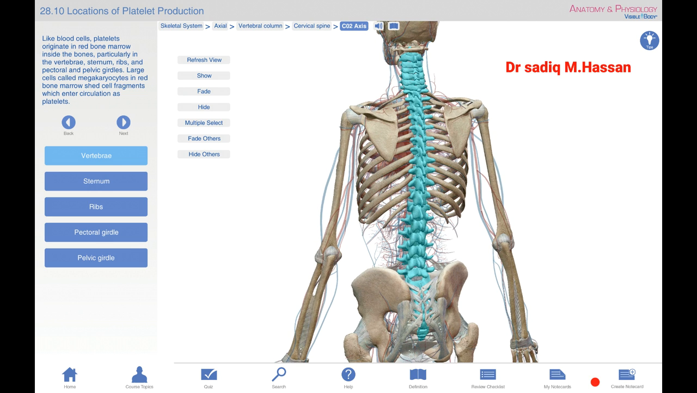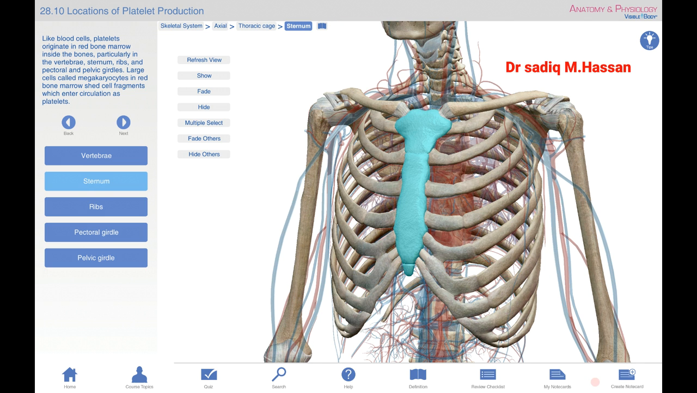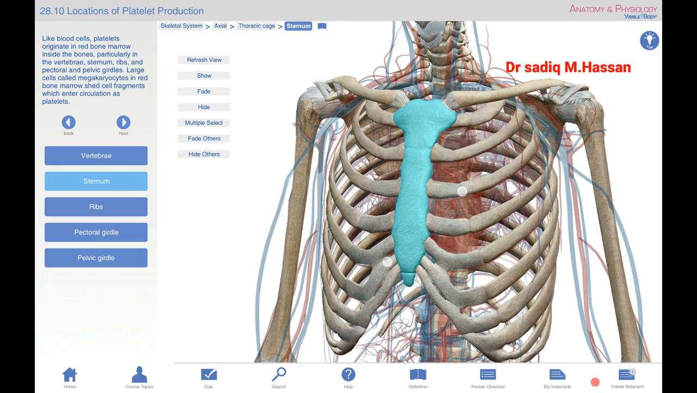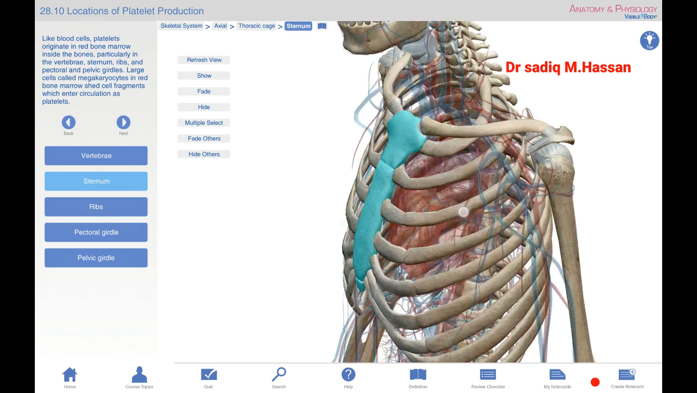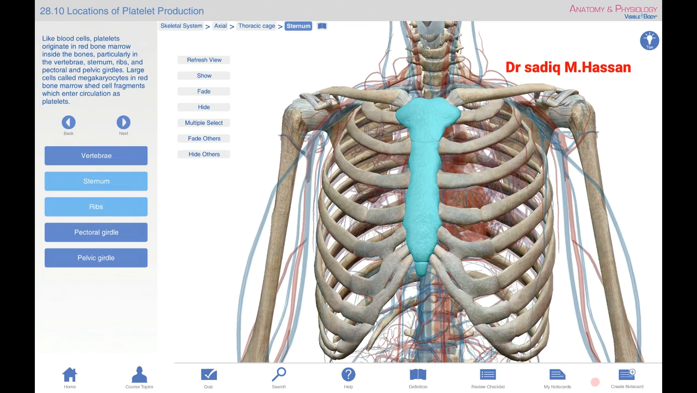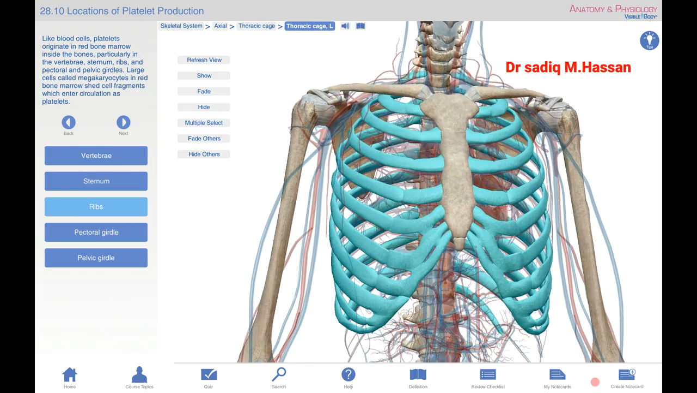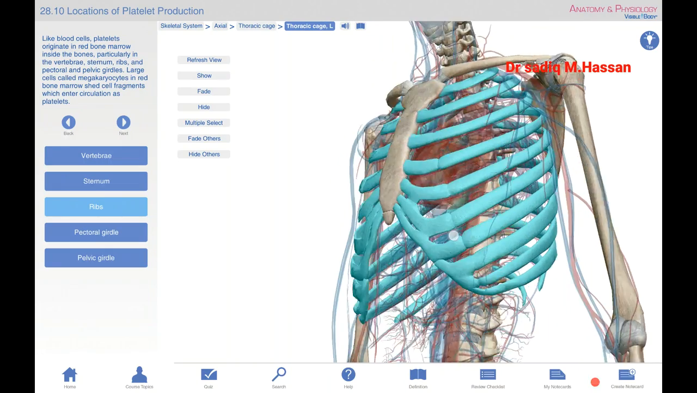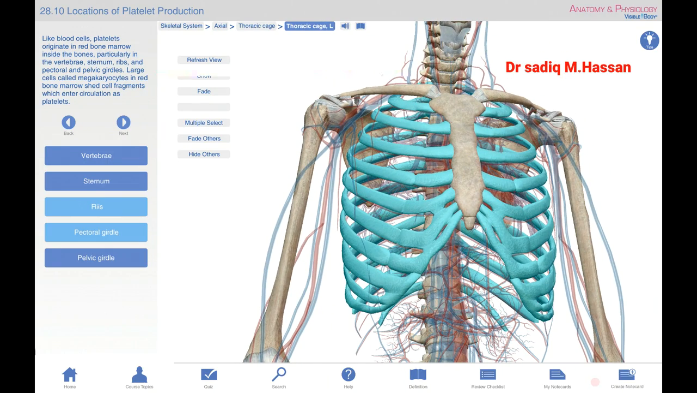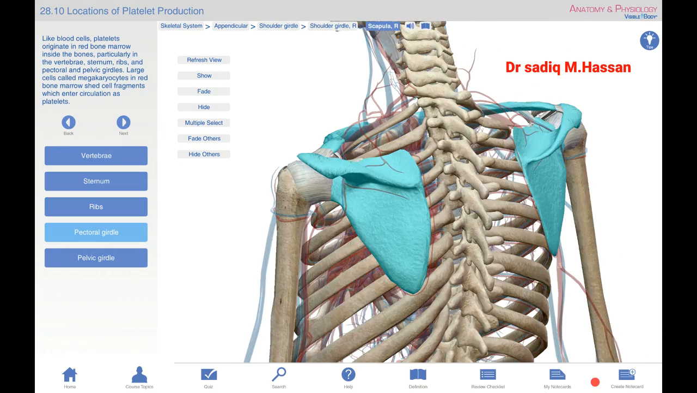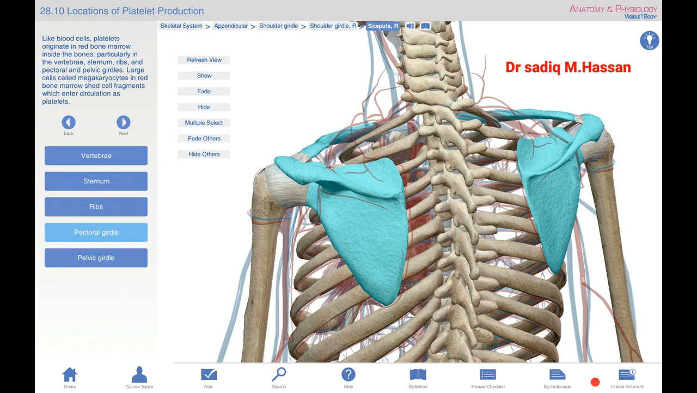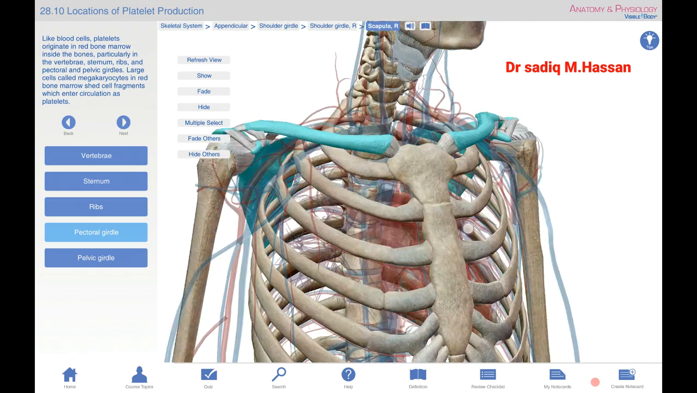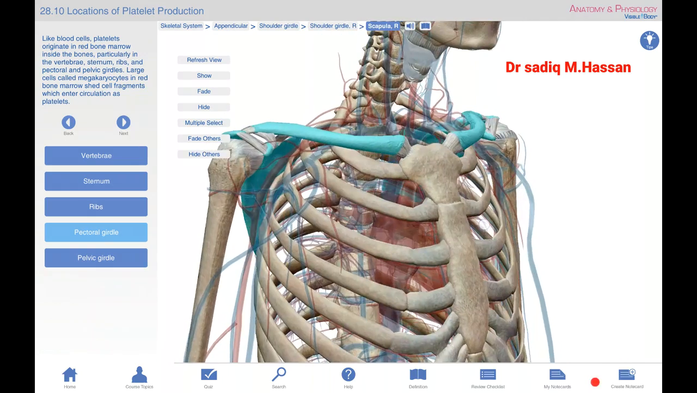This is the vertebral column, which is now highlighted. This is the sternum. These are the ribs, which are now highlighted. These are 12 pairs of ribs. The pectoral region or pectoral girdle includes the scapula and these two, the right and left clavicles.